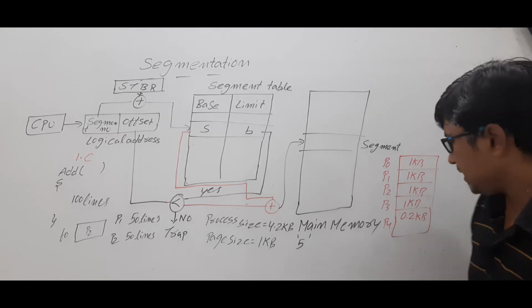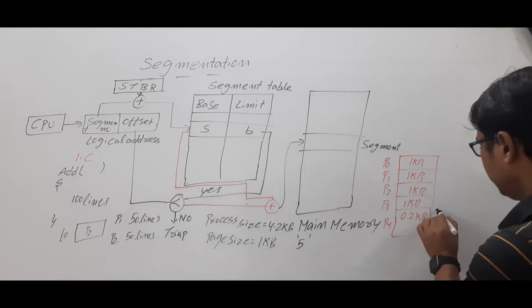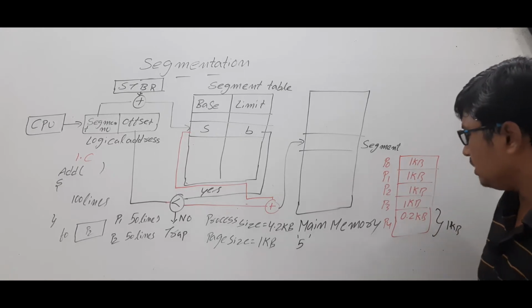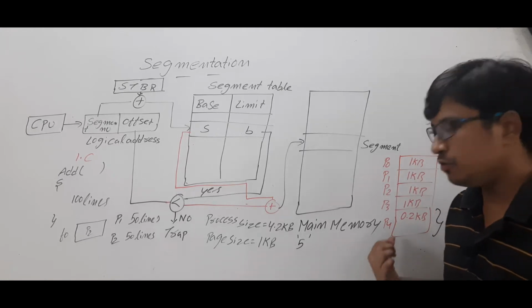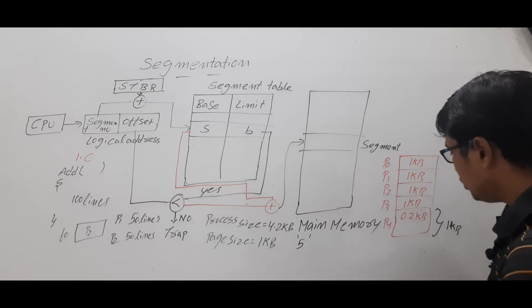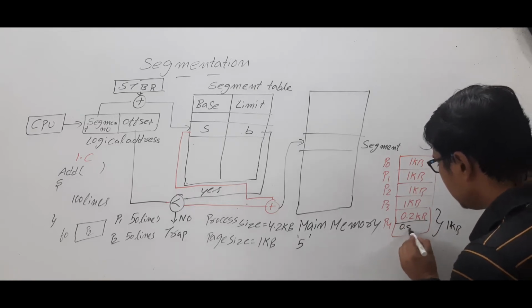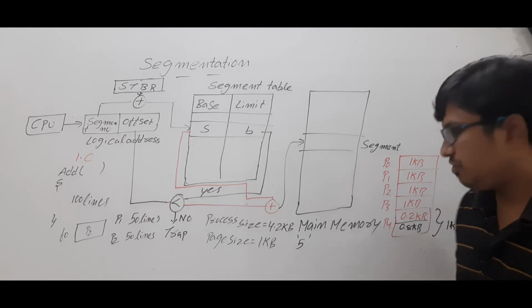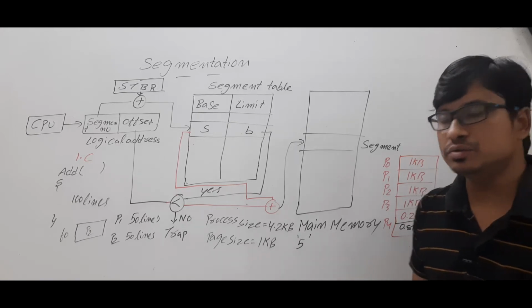Now even though the page size is 1 KB, are you able to understand? We are using only 0.2 KB of that particular page. So 0.8 KB is free, but we cannot use this space.